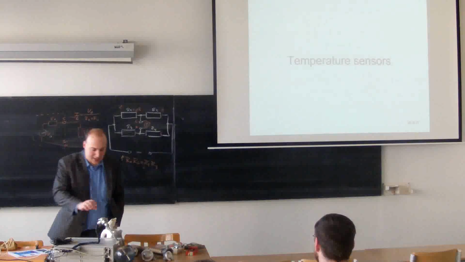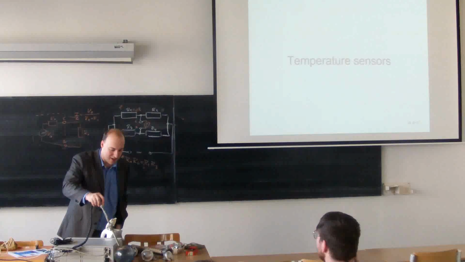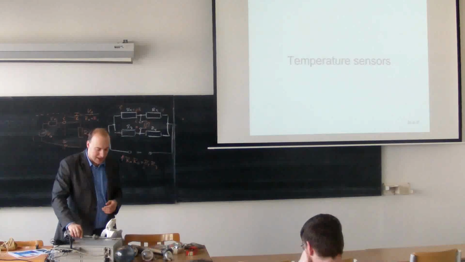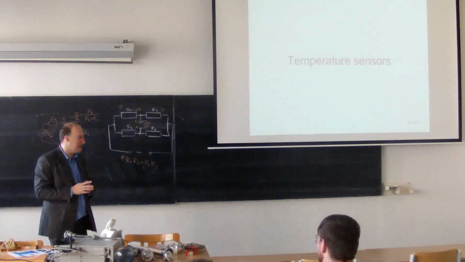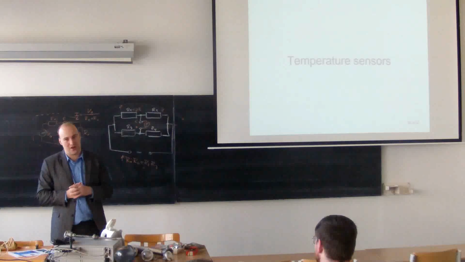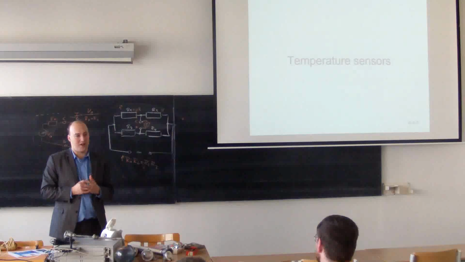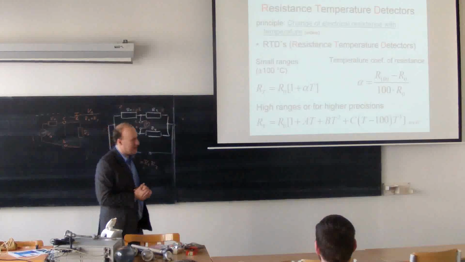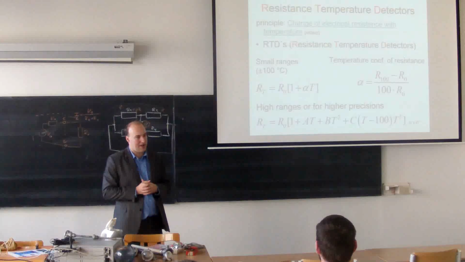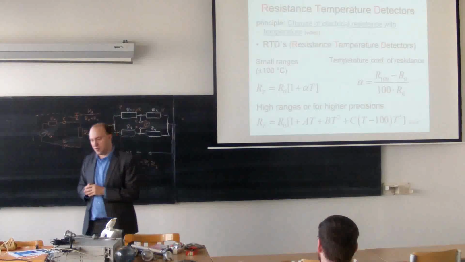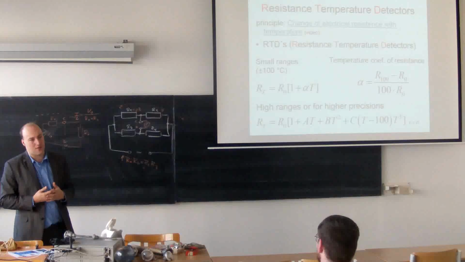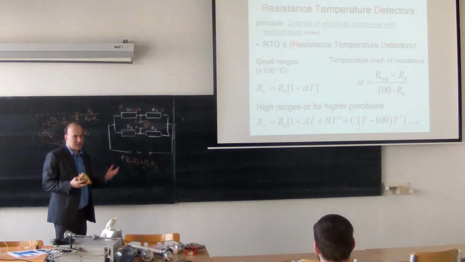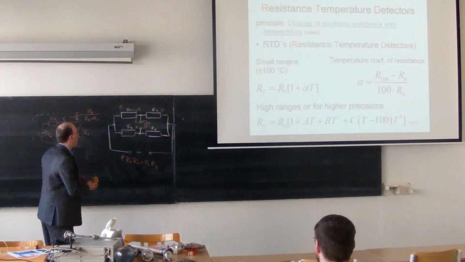So now we'll make use of the bridge connection for some real sensors. And as everything is influenced by temperature, we will start with temperature sensors. And today we'll discuss the most common type of sensor, which is called the RTD. The RTD is a kind of sensor that changes electrical resistance with temperature. So the output of the sensor will be electrical resistance, the input is temperature.